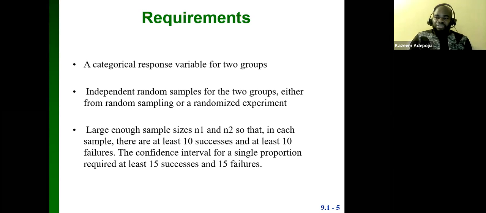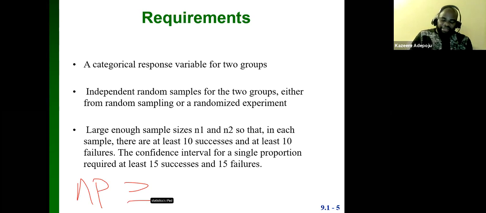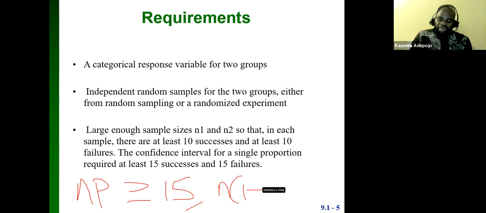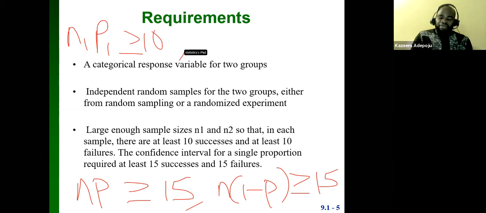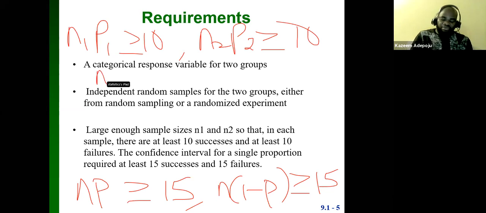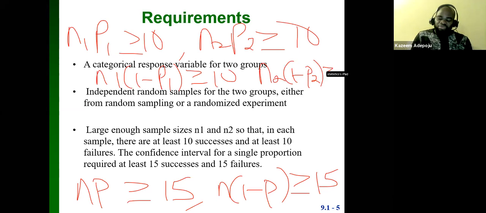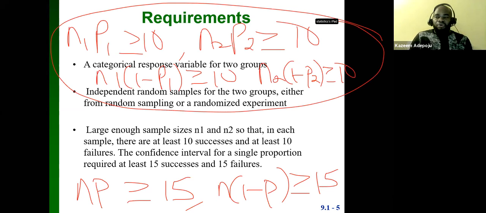The requirement for constructing a confidence interval for a difference of proportions is different from that of a single proportion. You remember when we were dealing with a single proportion, we said that np should be at least 15, and n times 1 minus p should be at least 15. But when you're considering two populations, we expect that n1 p1 has to be at least 10, and n2 p2 as well has to be at least 10. And not only that, n1 times 1 minus p1 has to be at least 10, and n2 times 1 minus p2 has to be at least 10. So this is the requirement for the two groups.